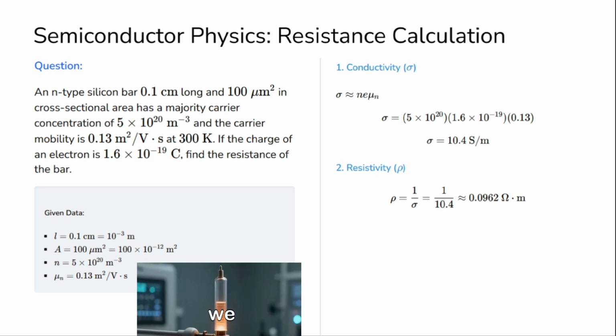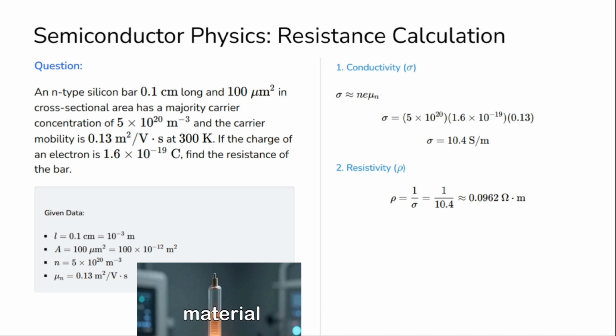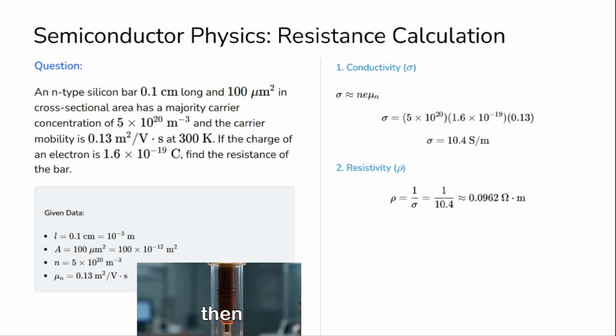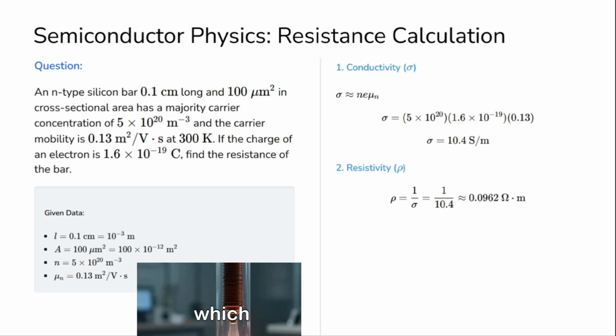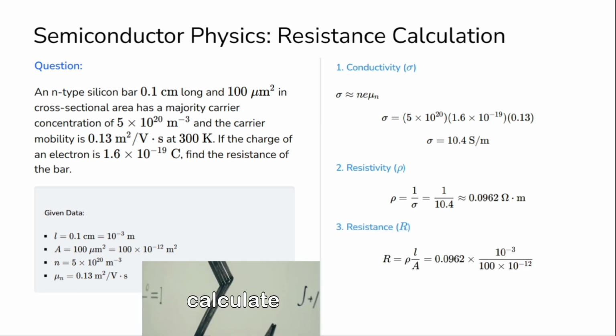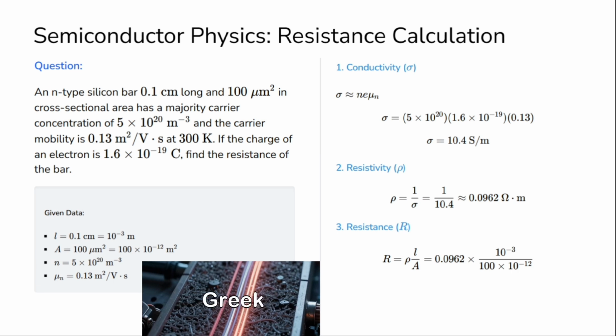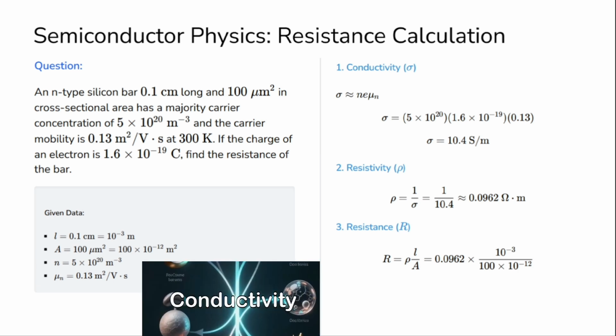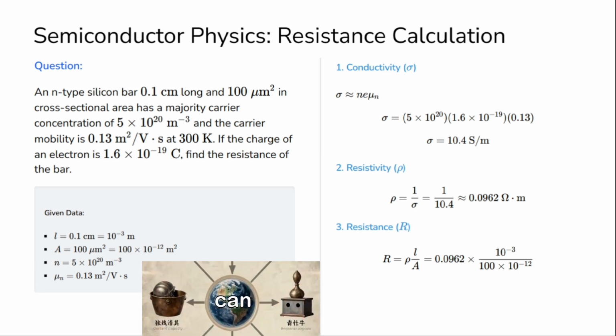To find the resistance, we first need to figure out how well the material conducts electricity, which is called conductivity, and then determine its resistivity, which is the opposite of how well it conducts. Step 1 is to calculate the conductivity denoted by the Greek symbol sigma. Conductivity tells us how much current the material can carry.